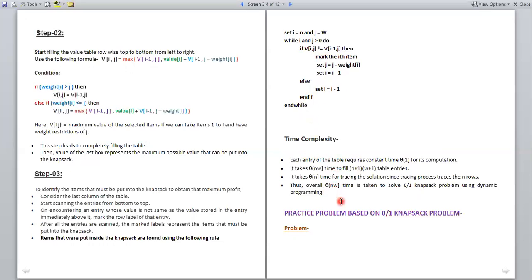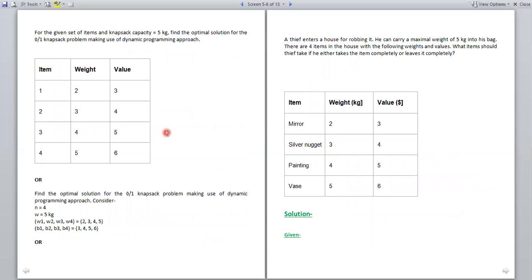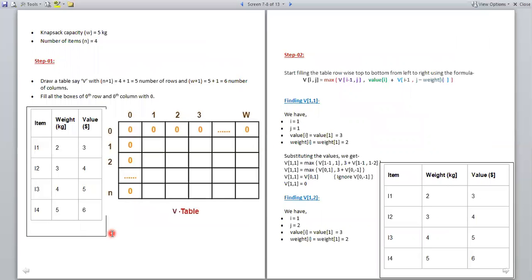So let's solve the problem. You can see there is an example in three different forms, the same problem given here in three different forms. Here is a table with the names of the items, and here there is no table, just the information: the maximum number of items, the weight of the knapsack, and the corresponding items' weights and their profit values. Okay, so let's start the solution.